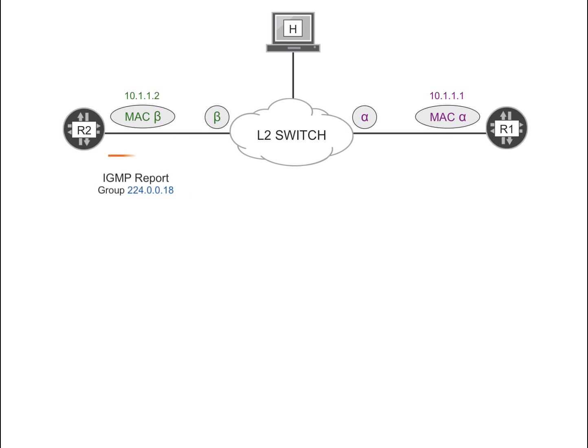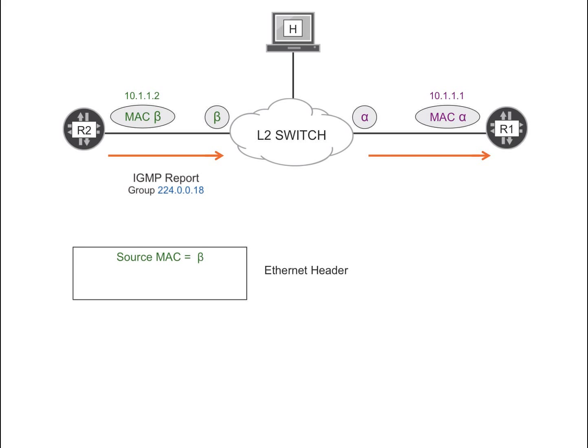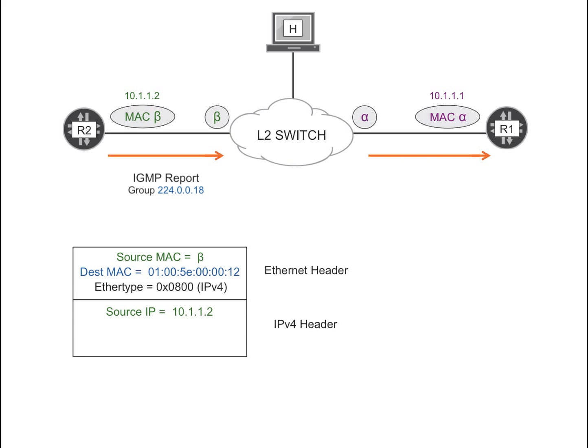Let's see what an IGMP version 2 report looks like. It's basically an IP multicast packet targeted to the IPv4 and MAC addresses that belong to the group it is signaling.